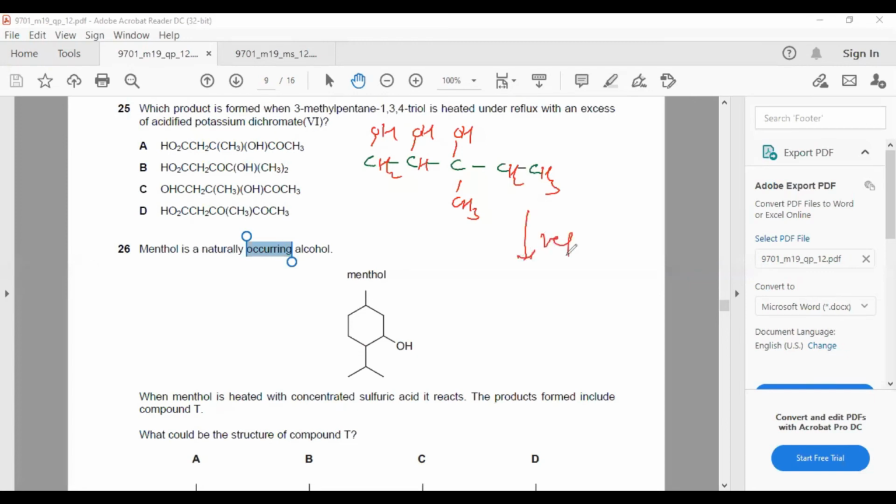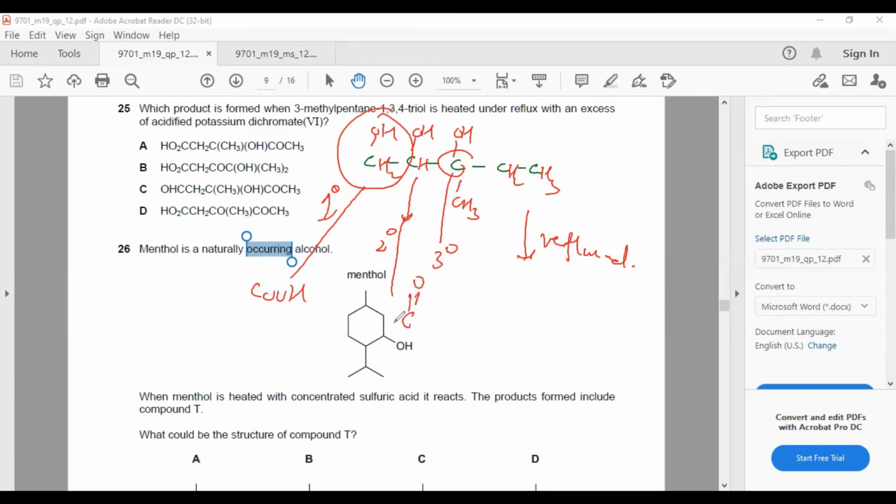This is when it is refluxed. How many alcohols are there? This is primary, 1 degree. This is 2 degree. This carbon is 3 degree alcohol. 3 degree alcohol is not oxidized. Primary alcohol oxidizes to carboxylic acid. Secondary alcohol oxidizes to ketone. No oxidation for tertiary. So the product should have one carboxylic acid, next to it a ketone, next to it the tertiary alcohol as it is. Let's see which answer is there.